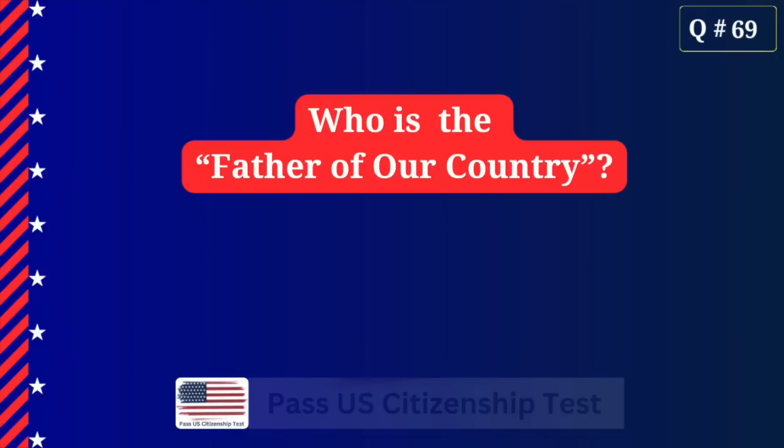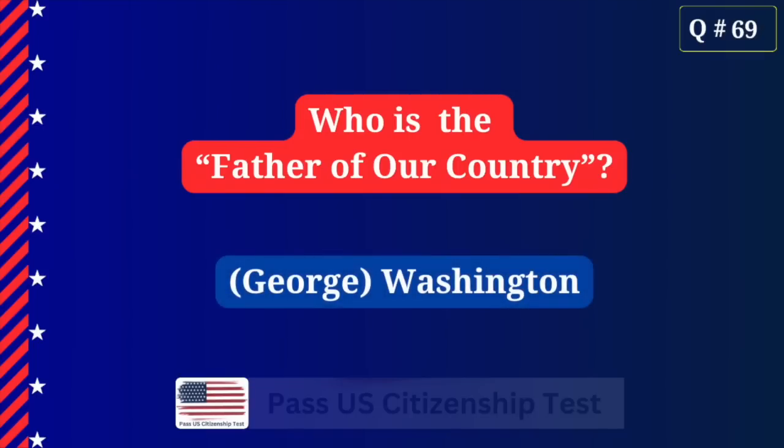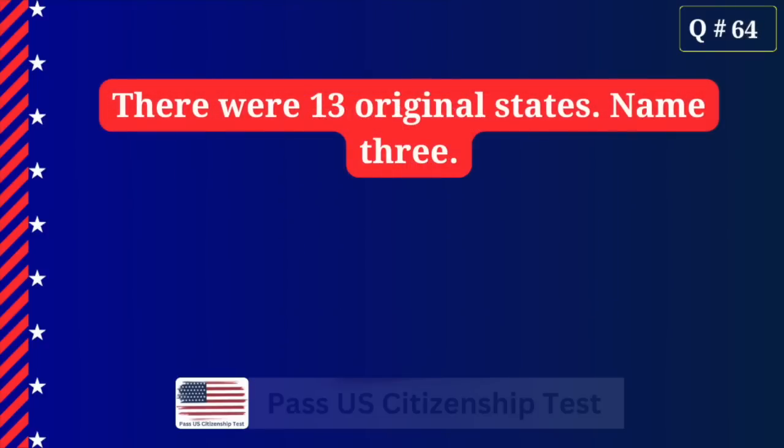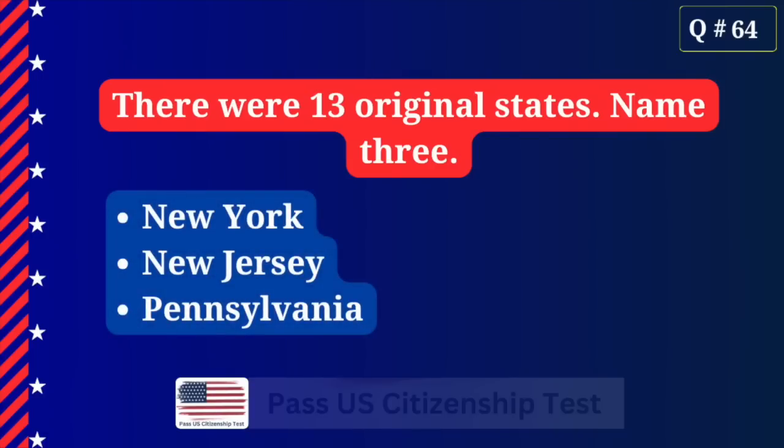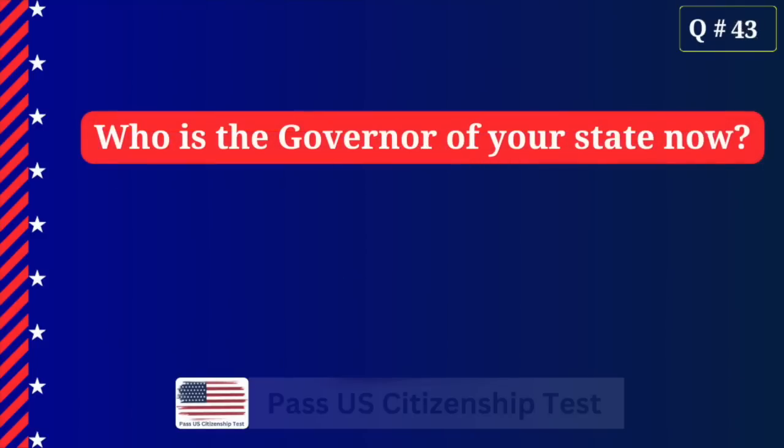Who is the father of our country? George Washington. There were 13 original states. Name 3. New York, New Jersey, and Pennsylvania. Who is the governor of your state now?